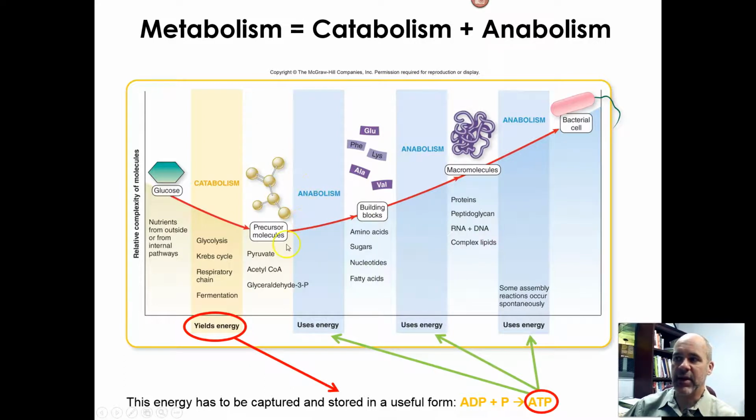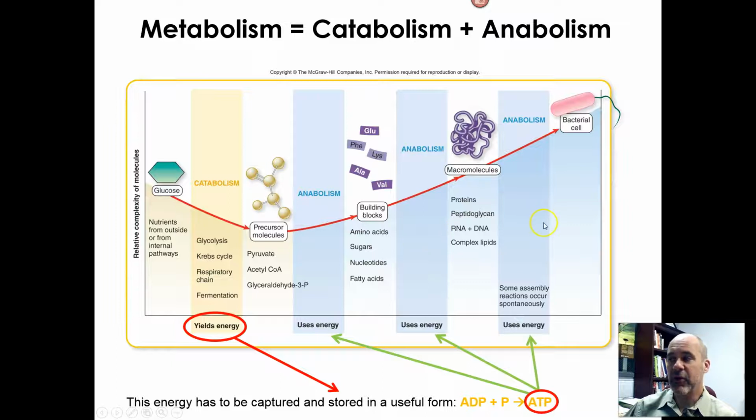So anabolism includes taking smaller precursor molecules, or small organic building blocks, and combining them in different ways to make things like amino acids and sugars and nucleotides and fatty acids. And we've already learned that amino acids are the building blocks of protein. Sugars are building blocks of carbohydrates. Nucleotides are building blocks of RNA and DNA.